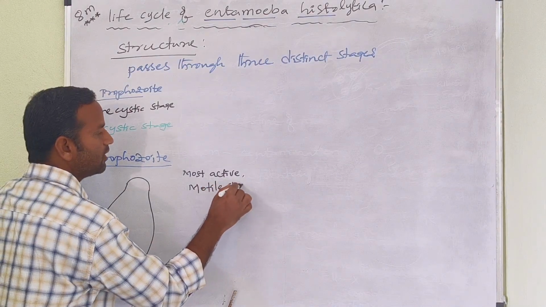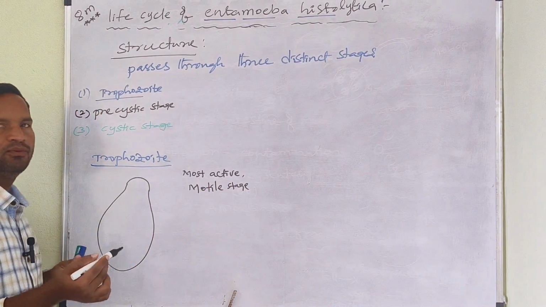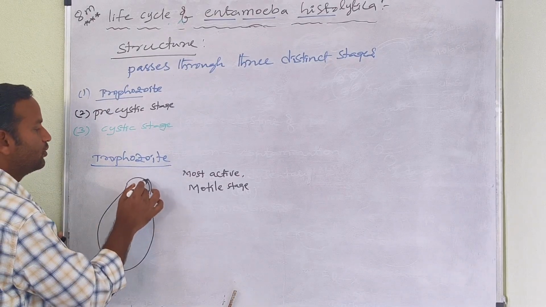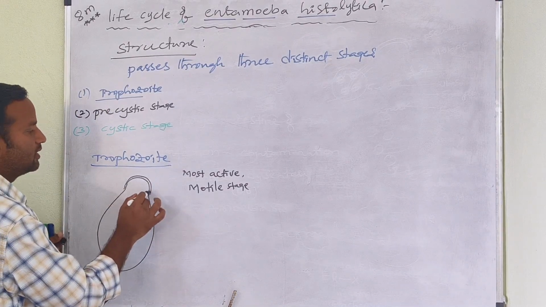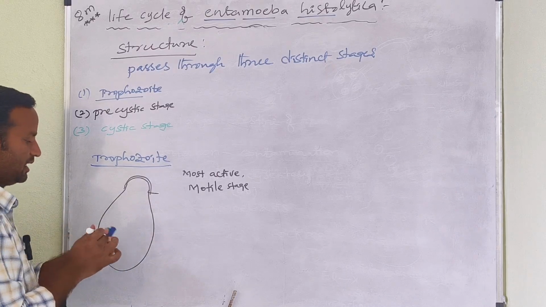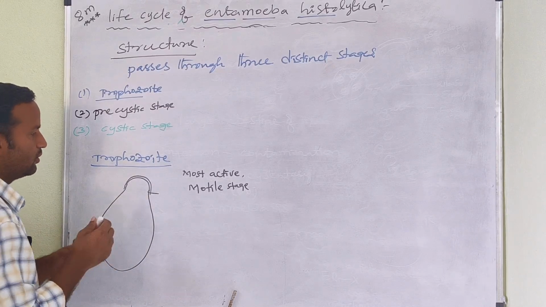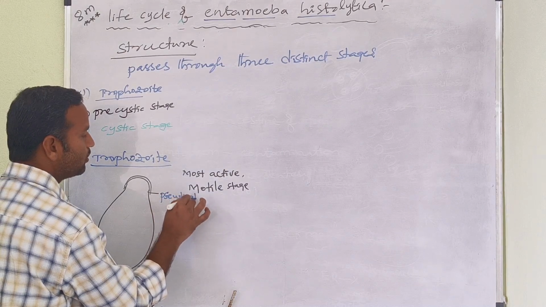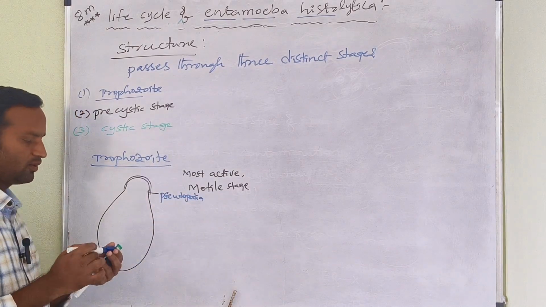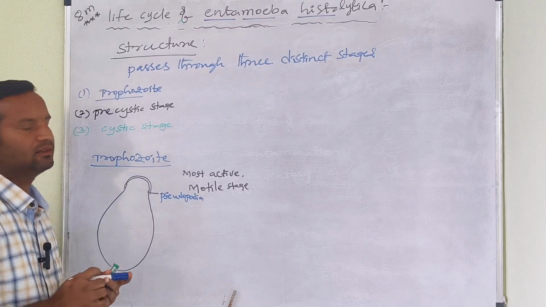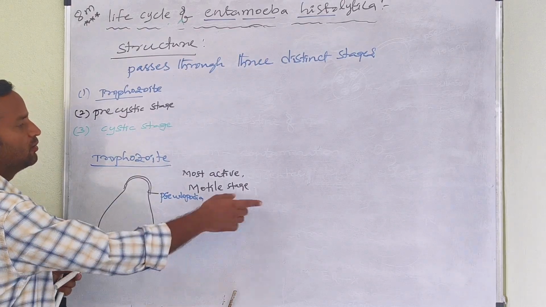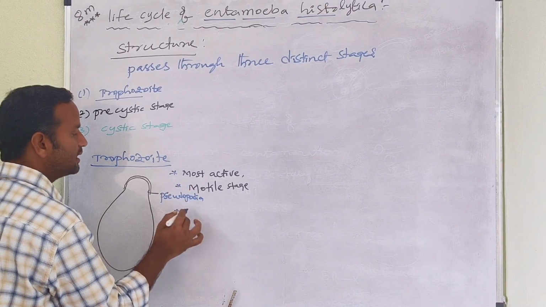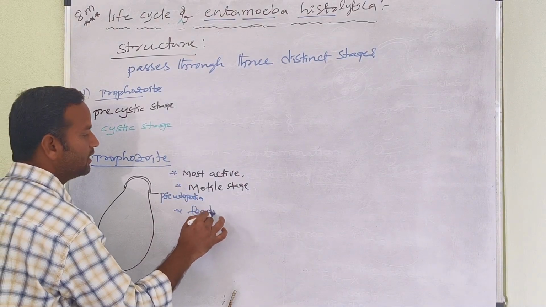Motile stage means it can move from one place to another with the help of pseudopodia. You know very well, this is the pseudopodia. Due to the presence of pseudopodia, it can move from one place to another. That's why in this stage it is the motile stage also. The next one is the feeding stage.